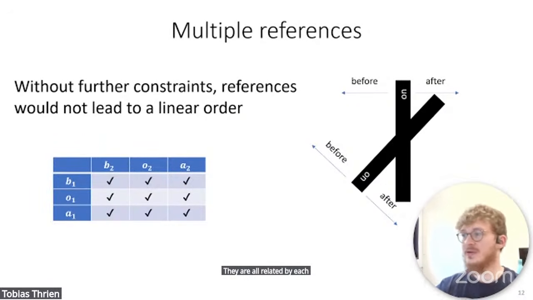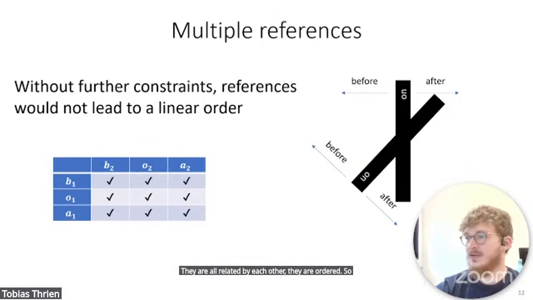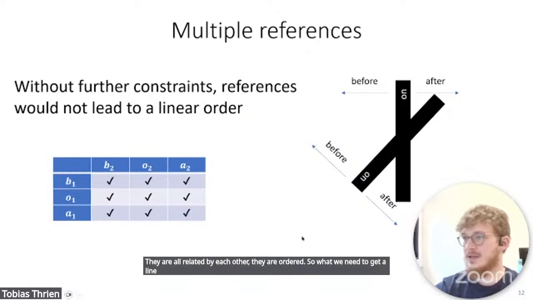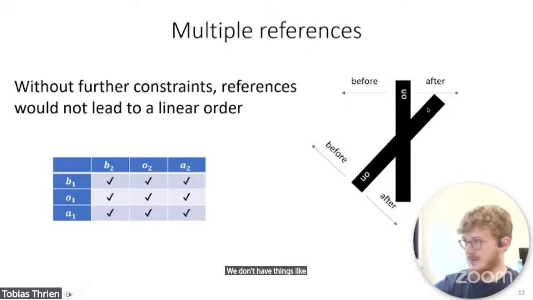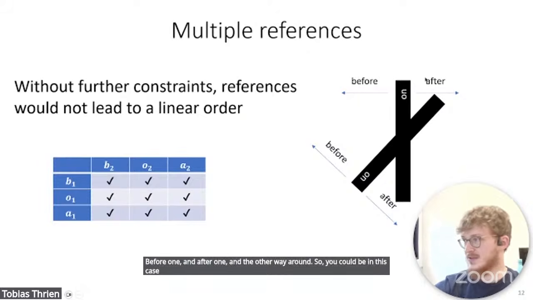They are ordered. So what we need to get a linear order is to assume that we don't have things like this, where you could be before one and after one and the other way around. So you could be, in this case, before the second reference and after the first one, but you could also have the opposite case. Then there is no way of putting an order on these references.